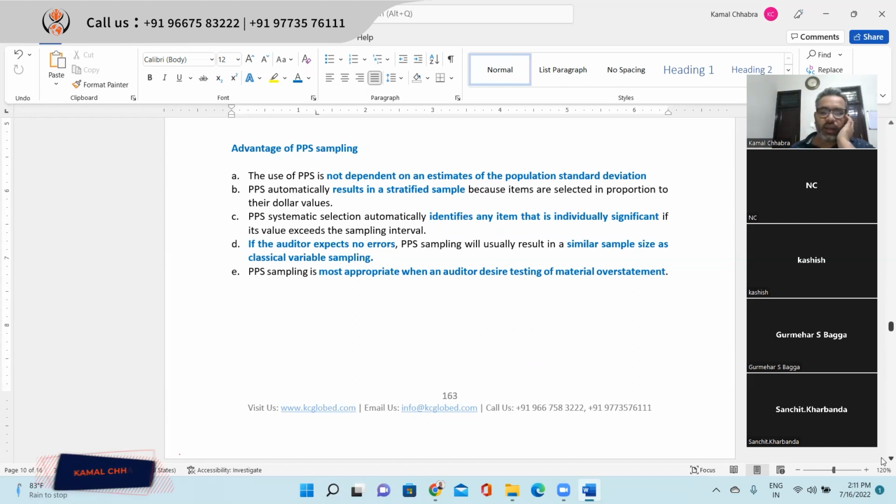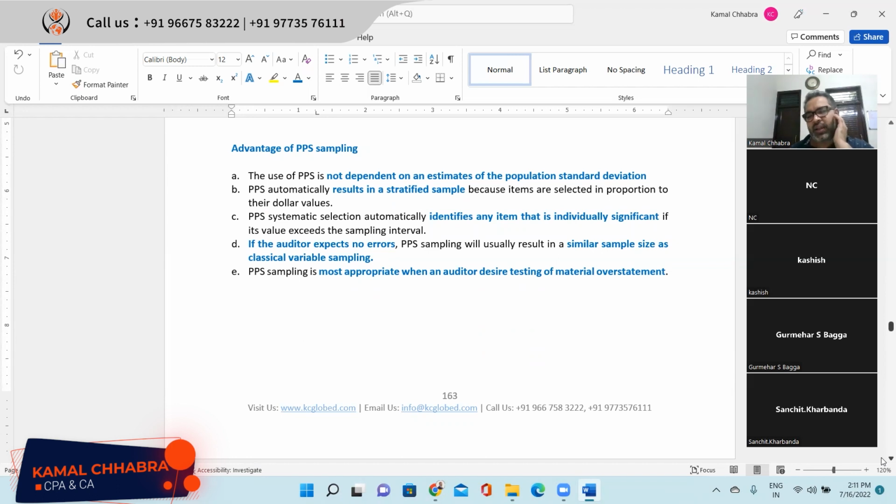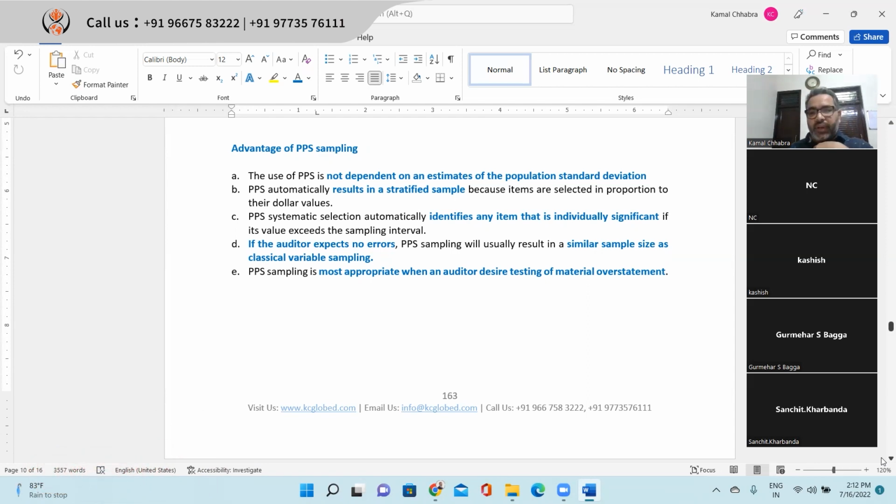So we'll be learning about the classical variable sampling technique as well. But if the tolerable error is negligible or close to nil, then the variable sampling technique or PPS technique will give the same samples. Next, PPS sampling is most appropriate when an auditor desires testing of material overstatement. When you expect overstatement, like revenue, where generally there is a risk of overstatement, in that case it is always good to use the PPS sampling technique rather than the random sampling technique.